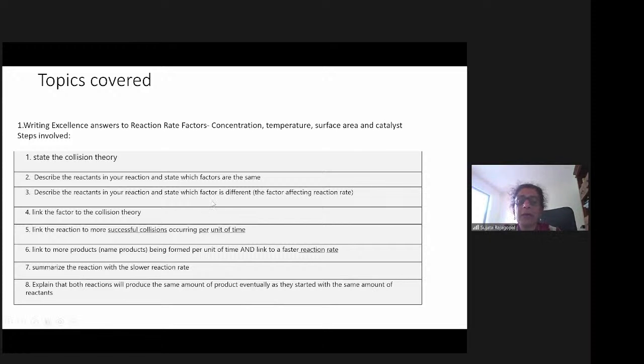Then link it: if you're talking about concentration, you need to say as more particles are available for reaction, there is a higher number of collisions. Please pay attention to the words I'm using. Therefore, the number of collisions increases. That means the frequency of successful collisions increases per unit time, per unit volume.